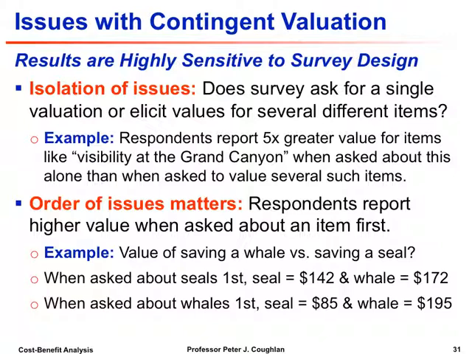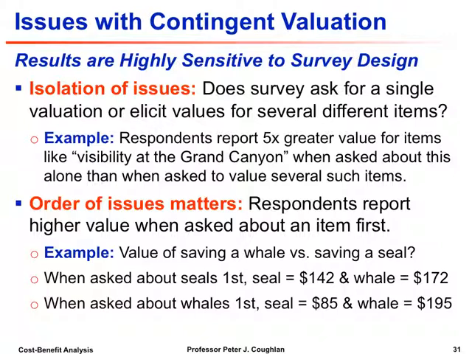But then if you say, well, what about visibility of the Grand Canyon? What about cleaning up the water surrounding Mount Rushmore? What about this? What about that? If I list a bunch of different environmental cleanup efforts, now they're having to value all of these. They tend to assign a significantly lower value when asked about things within a group as opposed to in isolation.